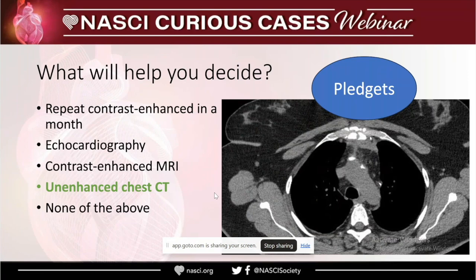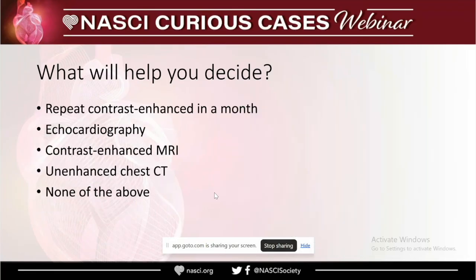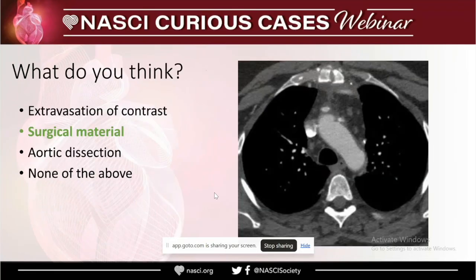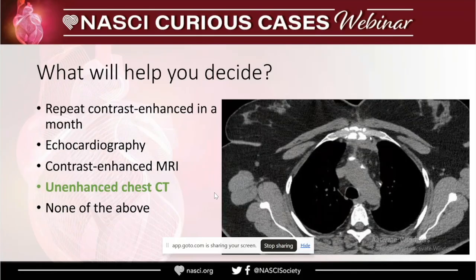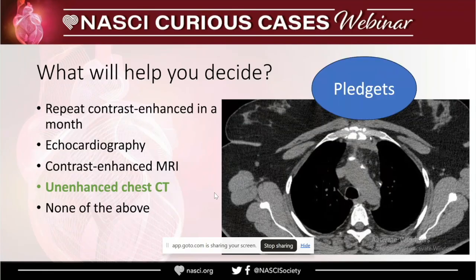So that's why it's so important, if you are concerned about any aortic abnormality, especially after surgery, you have to do a pre-contrast phase, because sometimes as you can see on this image, it's impossible to see any difference between that and contrast. And only the pre-contrast phase confirmed that it's actually surgical material.